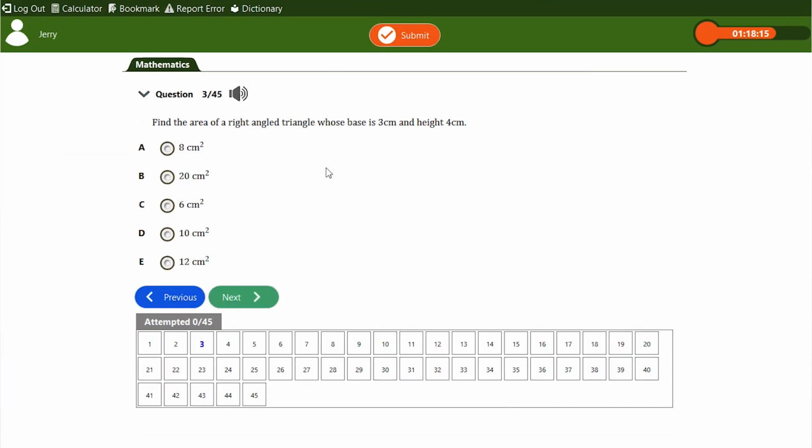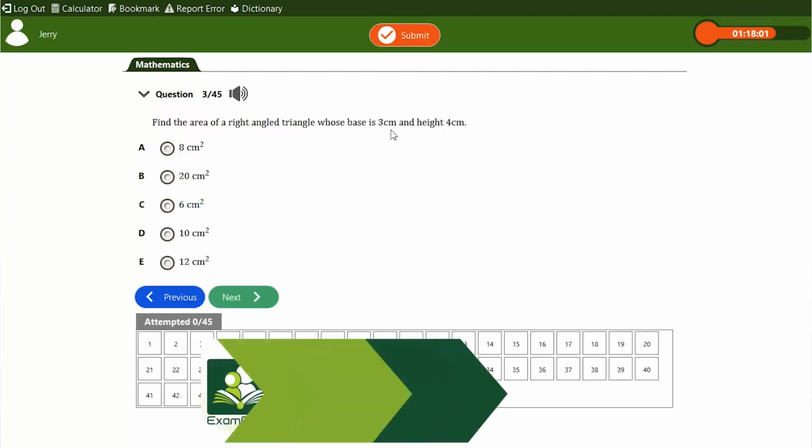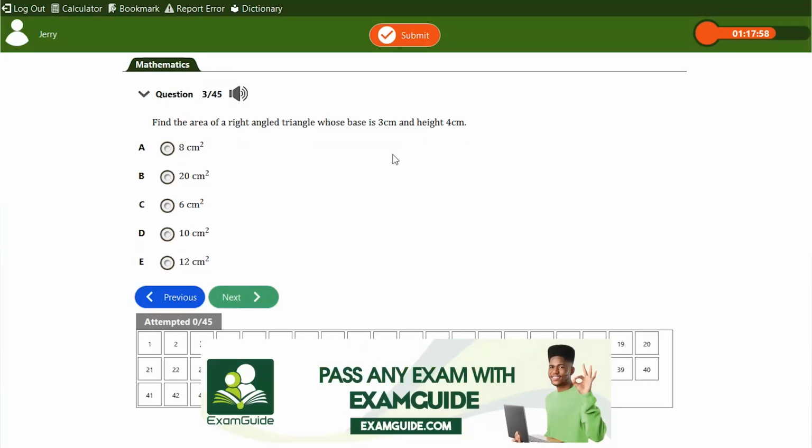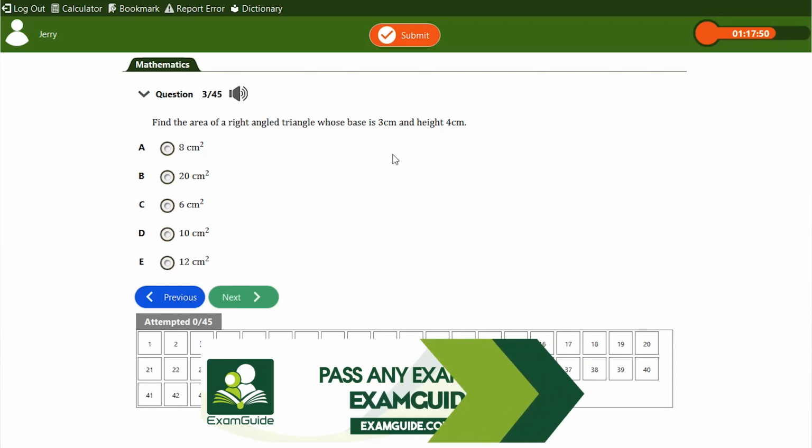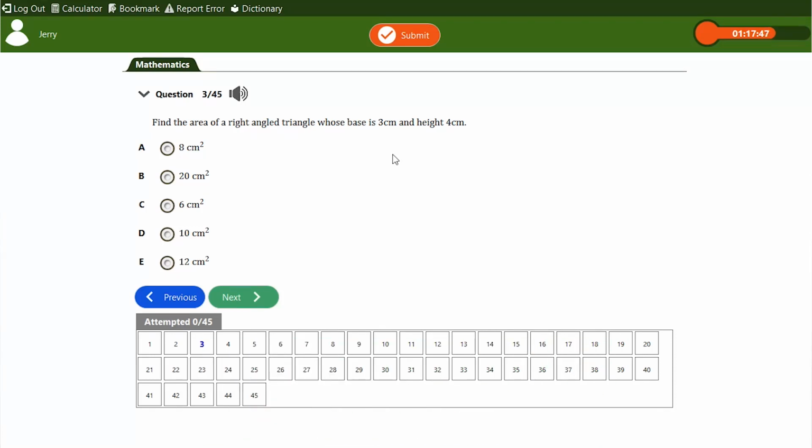Okay, so we have done the circle. Let's see the area of a triangle now. They say we should find the area of a right angle triangle whose base is 3 cm and height 4 cm. Number 2. So the area, remember, is 1 over 2 base times height.